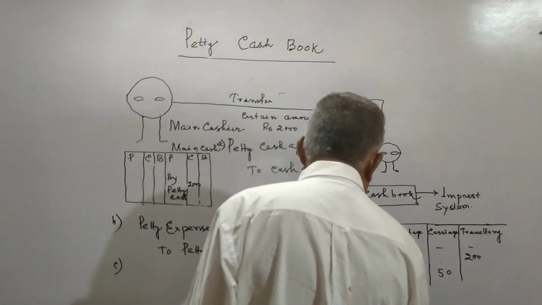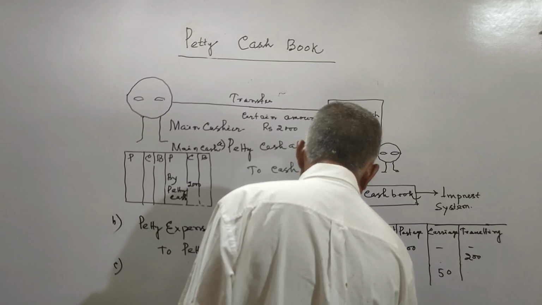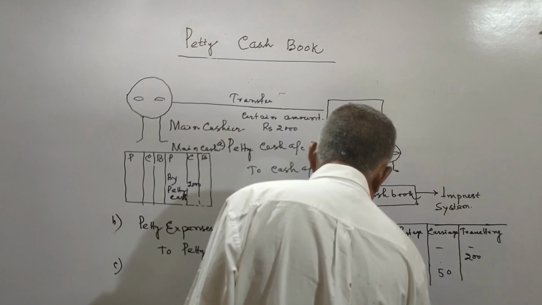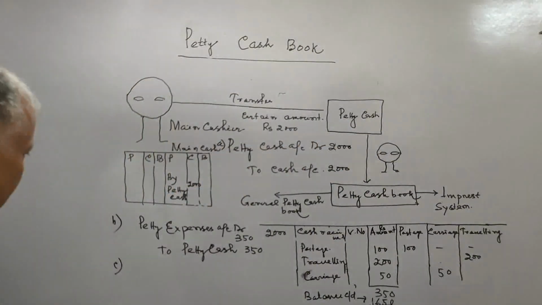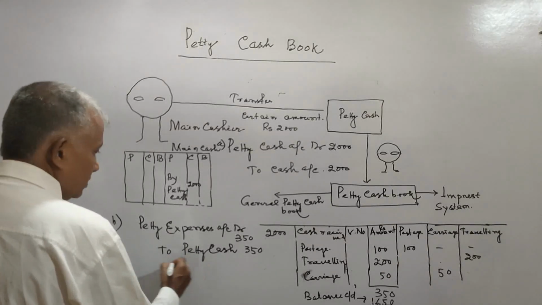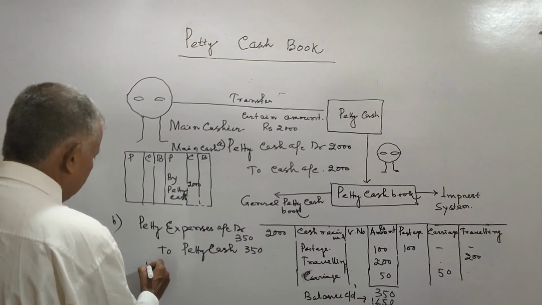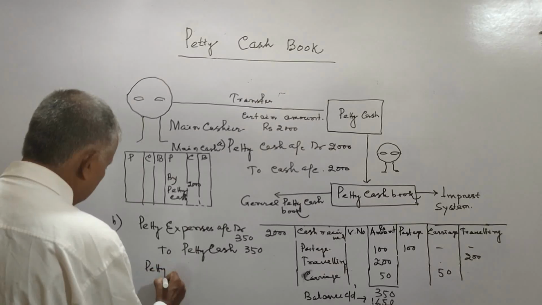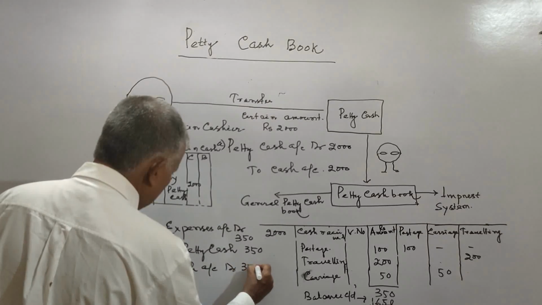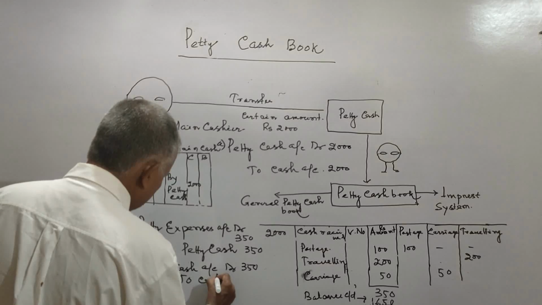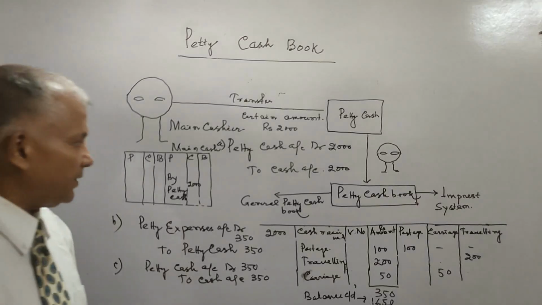This can be written as balance carried down 1650, and the main cashier will again pay 350 to the petty cashier. So again the journal entry will be petty cash account debit 350 to cash account. This is all about the journal entry in case of impress system.